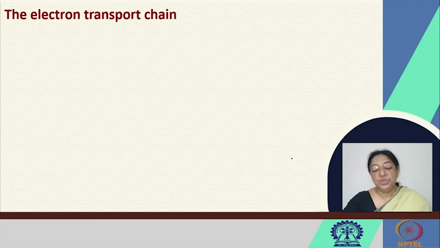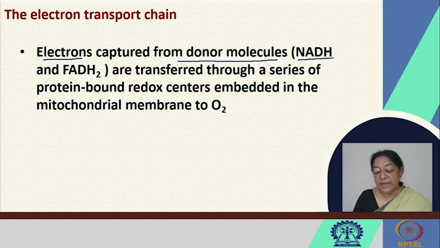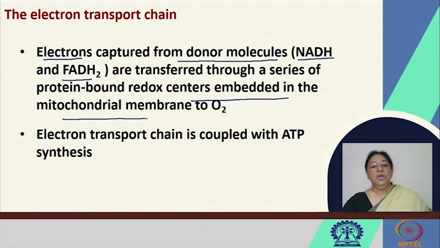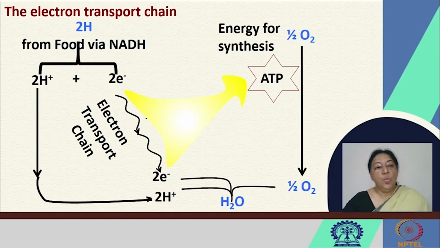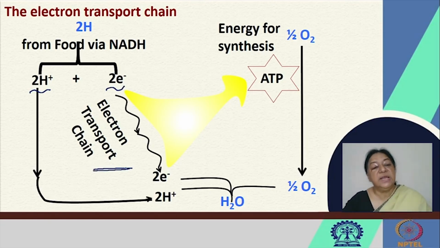The electron transport chain itself has electrons that are captured from donor molecules. These donor molecules are NADH and FADH2. These electrons are transferred through a series of protein-bound redox centers that are, as we saw, embedded in the mitochondrial membrane, and finally they will couple themselves with ATP synthase. So what happens is, when we have the proton, we have the electrons, we have the cascade of reactions in the electron transport chain.